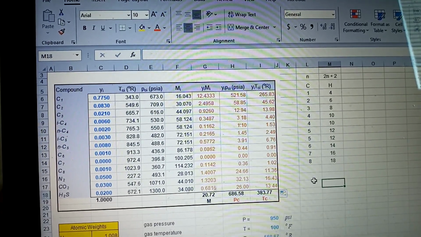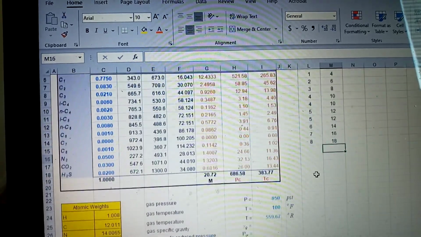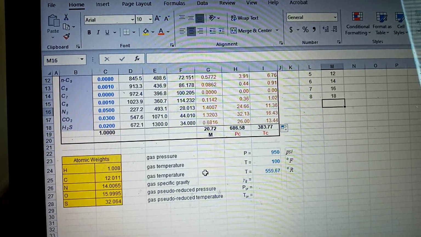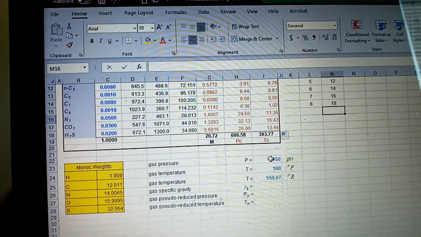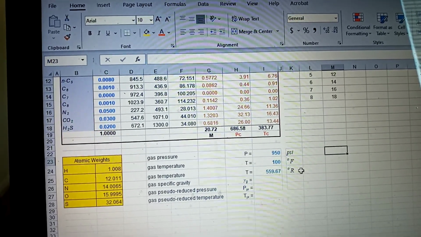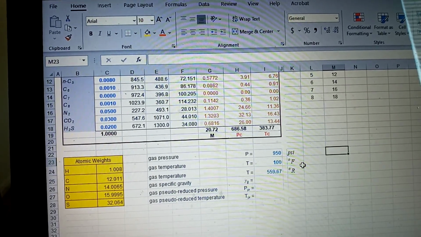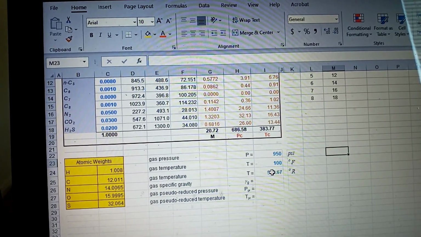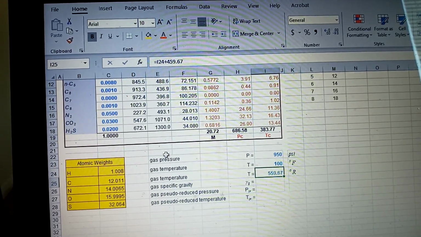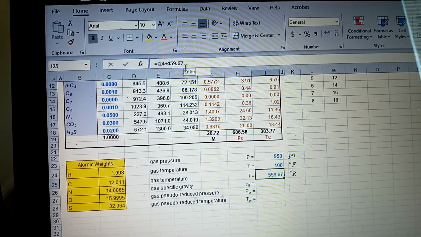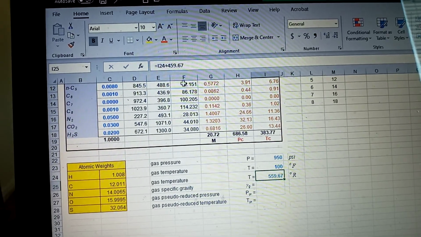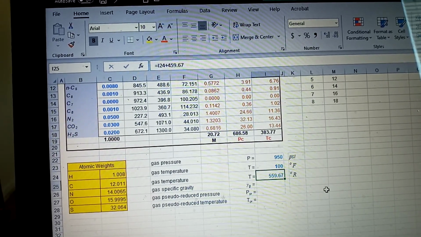Now you are given the temperature and the pressure of the gas. The actual pressure of the gas is given as 950 psi, and the temperature of the gas is 100 Fahrenheit. You need to convert that to Rankine. So that's the next column, then the next row. So this one is going to be 100 plus what? 459 point. Look at the formula there. It's going to look at whatever is here in L24, and it's going to add 459.67. So that is the Rankine.